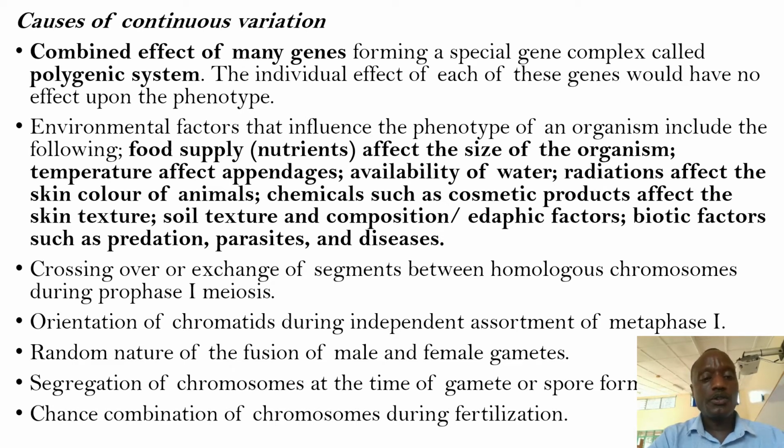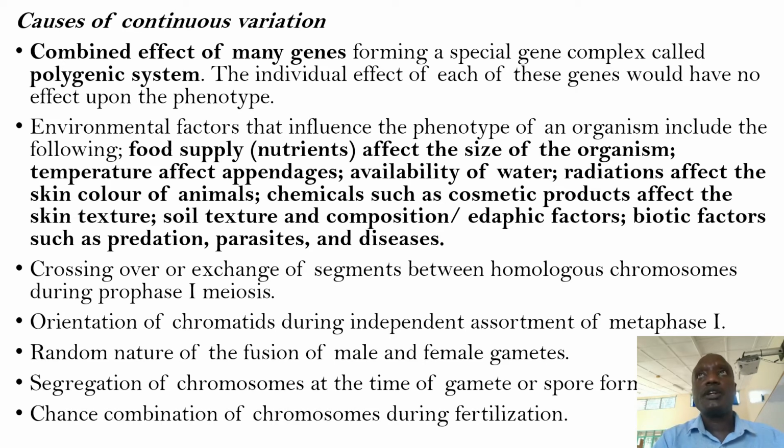Another cause is crossing over of segments between homologous chromosomes during prophase 1 of meiosis. It is true. Whenever a homologous pair of chromosomes exchange their genetic makeup, definitely there is continuous variation there. The movement of chromatids during independent assortment in metaphase 1 is also another cause of continuous variation. Remember, in metaphase 1, that's where the homologous chromosomes move towards the equator of the spindle fibers. So, during the orientation of chromatids on the equator of the spindle fibers, there is no clear order for the movement. It just happens randomly. So that's why this also brings continuous variation. Random nature of fusion of male and female gametes.